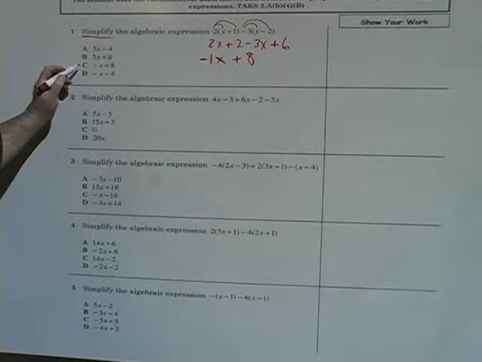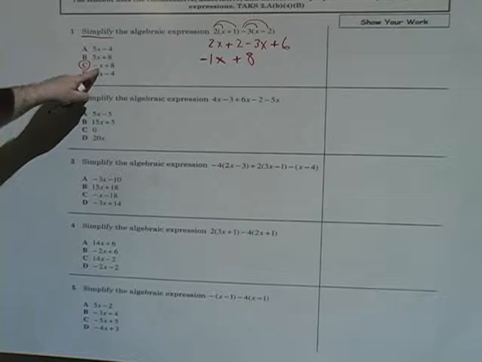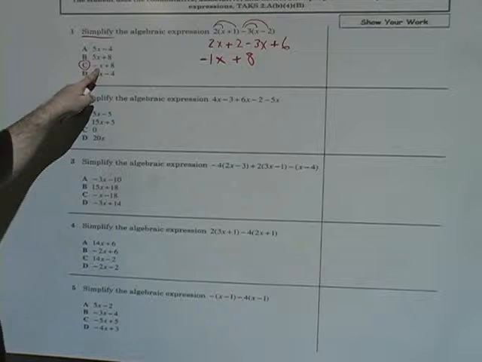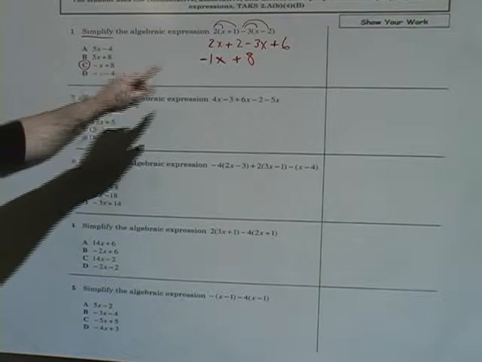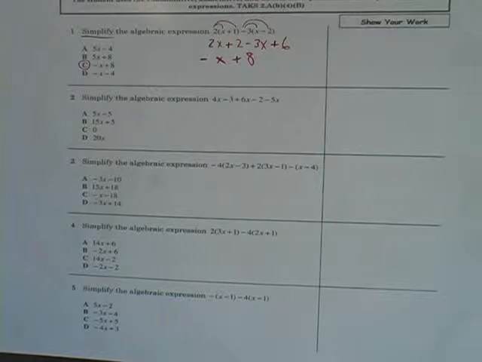So negative 1x plus 8. We don't have to put the 1 there. Okay, you just call it negative x plus 8. So negative 1x is just negative x.